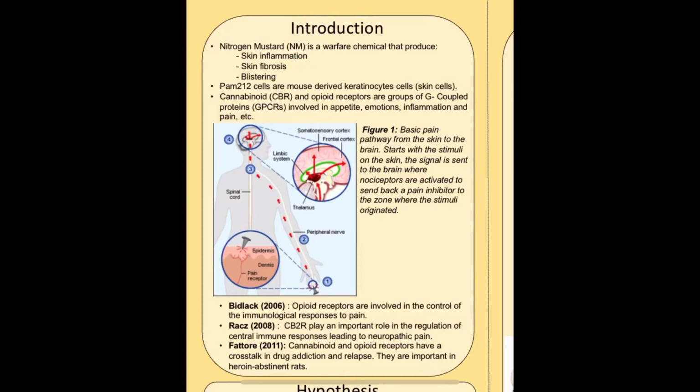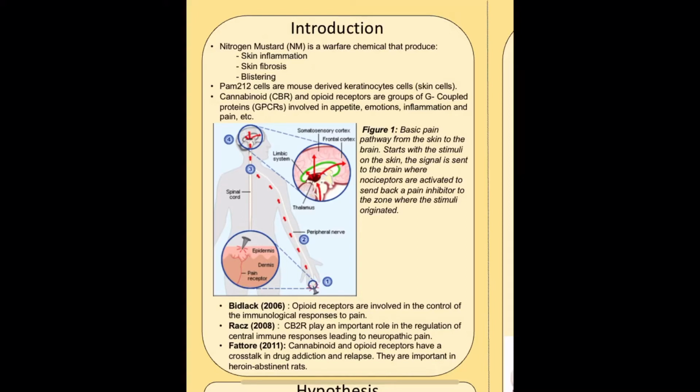To start, nitrogen mustard is a referred chemical that can produce skin inflammation, skin fibrosis, and blistering. It was also used during World War I and World War II. For this project, we used cannabinoid receptor and opioid receptor, which are G-coupled proteins involving appetite, emotions, inflammation, and pain.